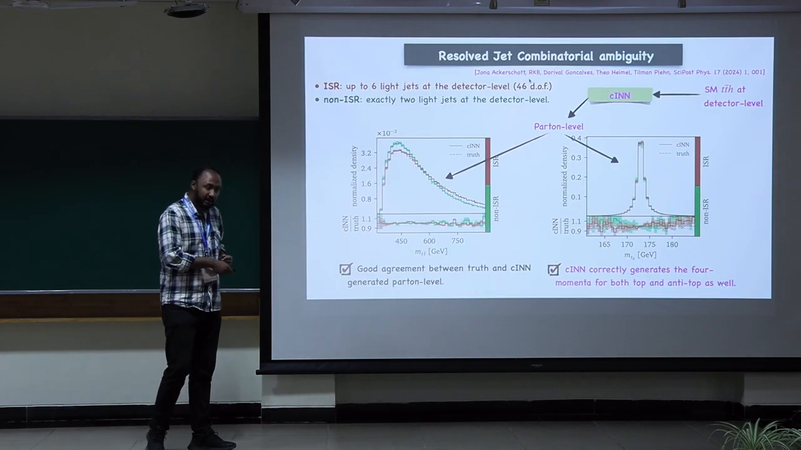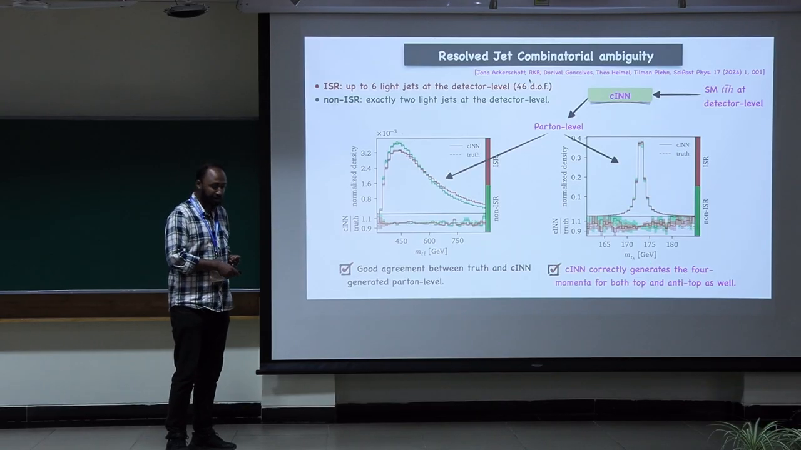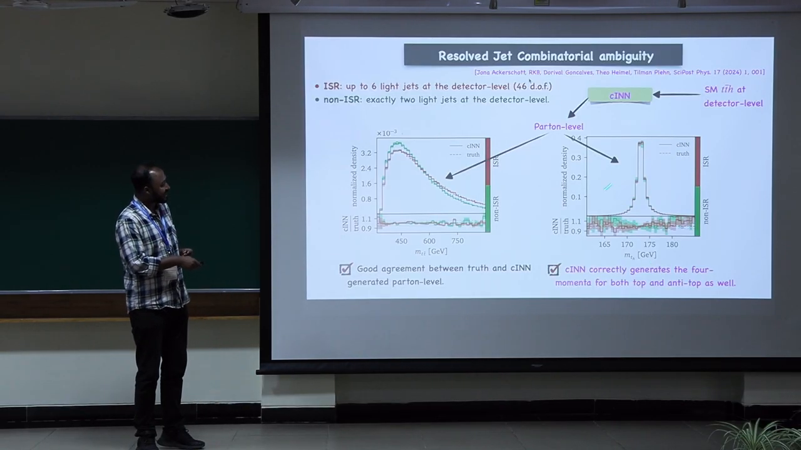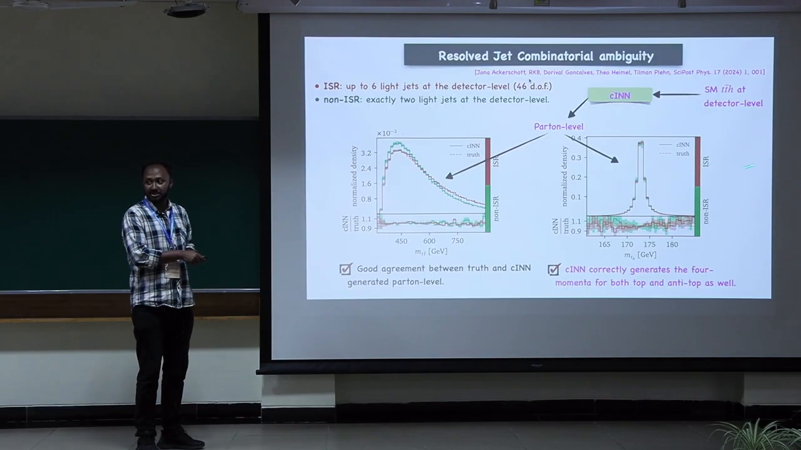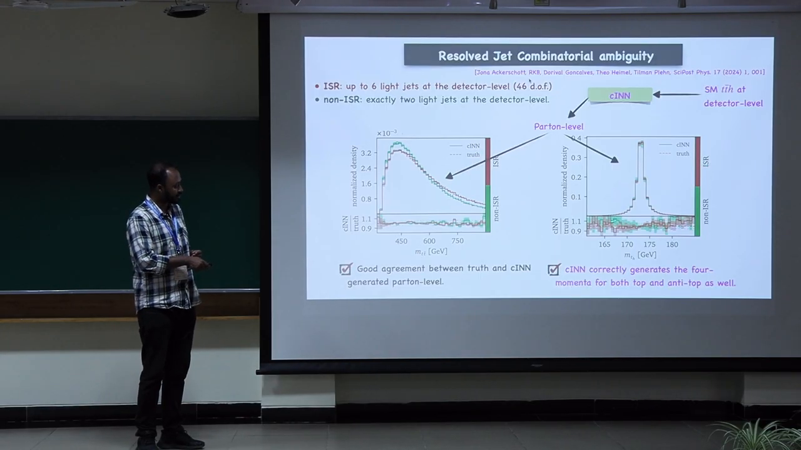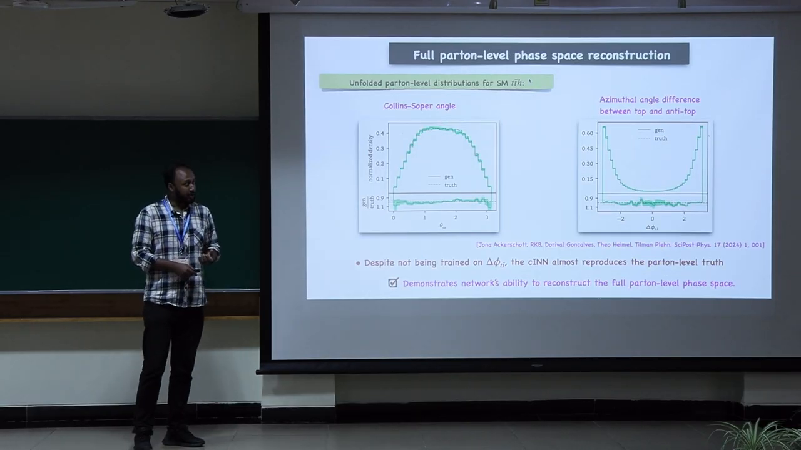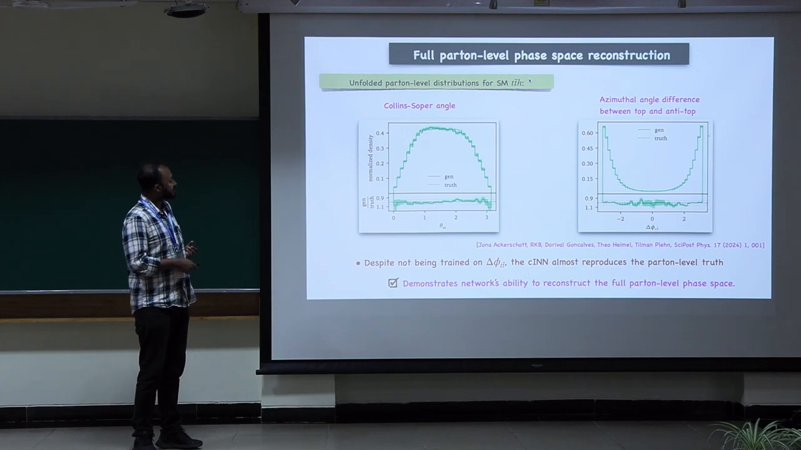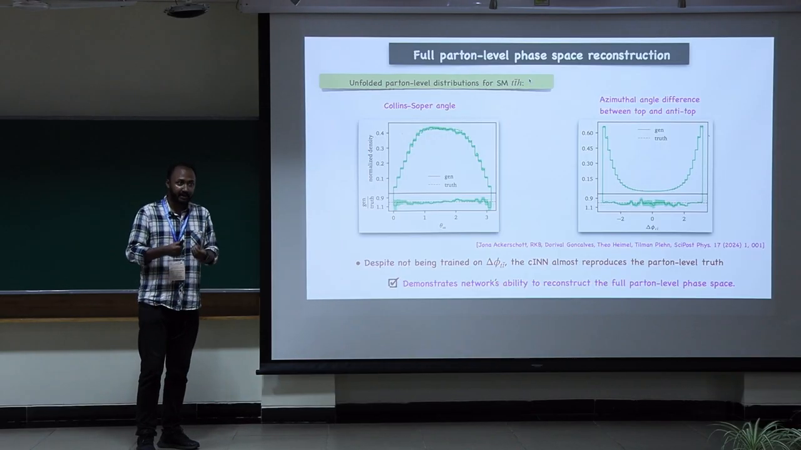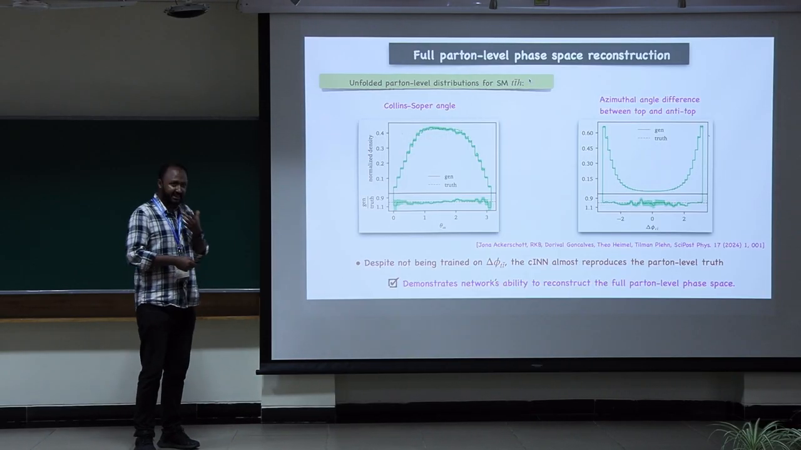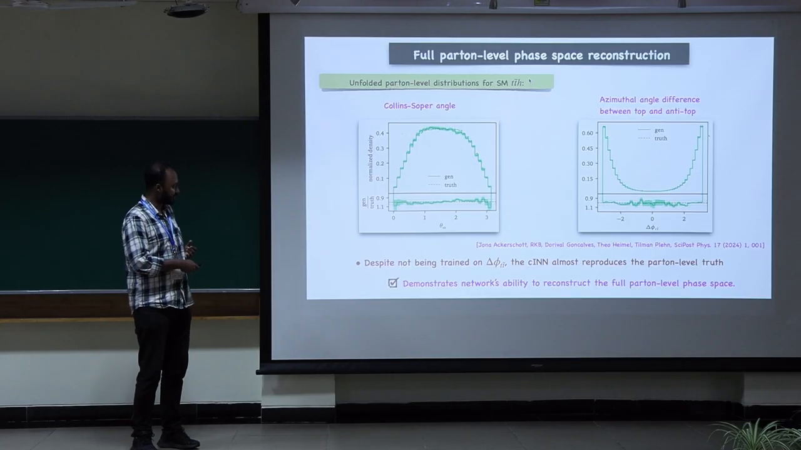We can also take a look at the invariant mass of the hadronic top, and there also we see that there is a good match between the CINN generated distribution and the true parton distribution in the majority of the phase space. The second question was whether it's able to fully reconstruct the full parton level phase space. So here we show the distribution of the Collins-Soper angle at the parton level. This angle was given as input to the network during its training. So we expect that the network should behave very nicely and its output should match very well with the true parton level, and that actually happens.